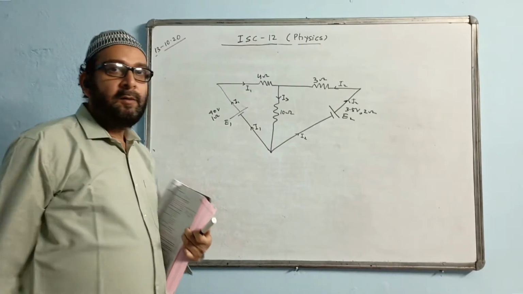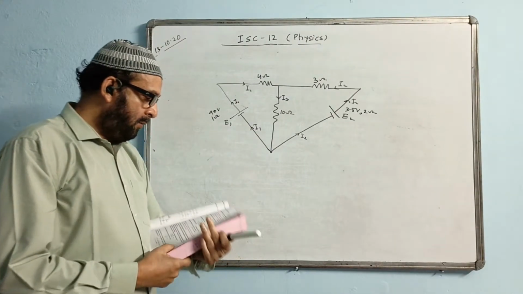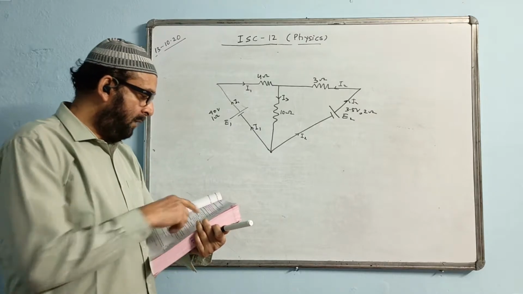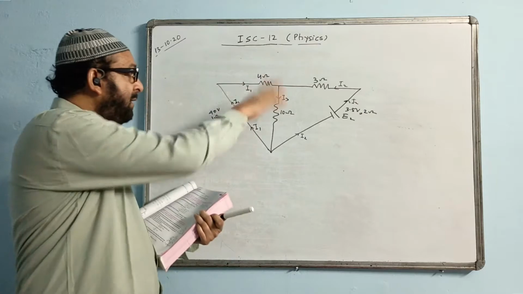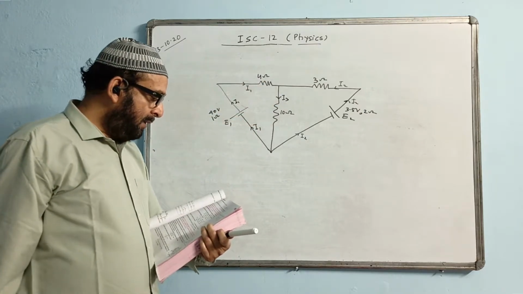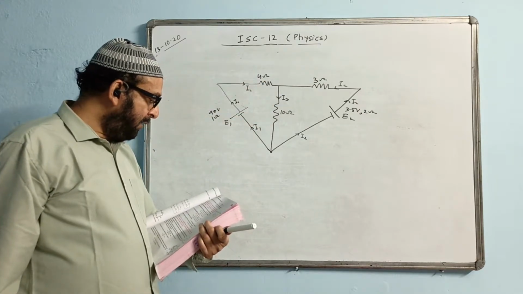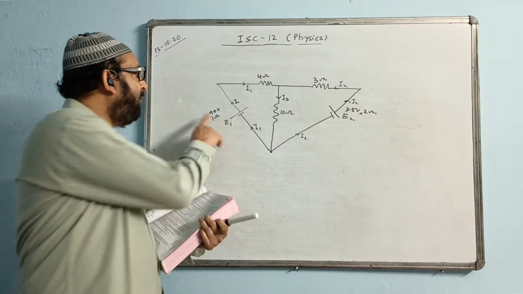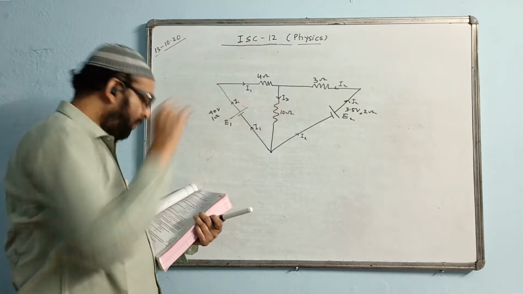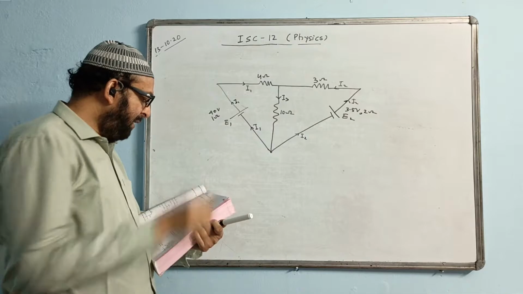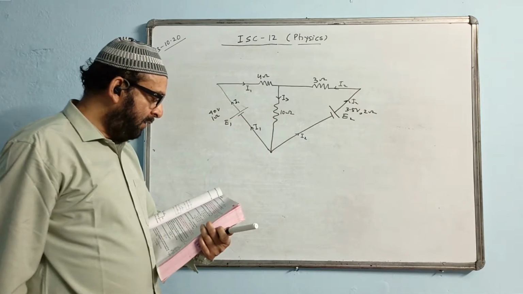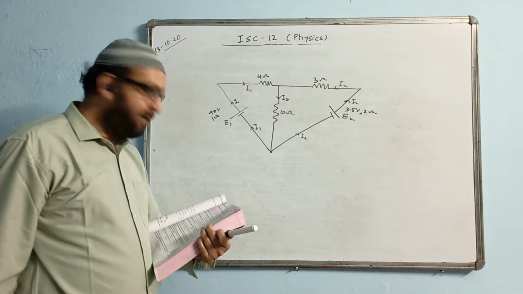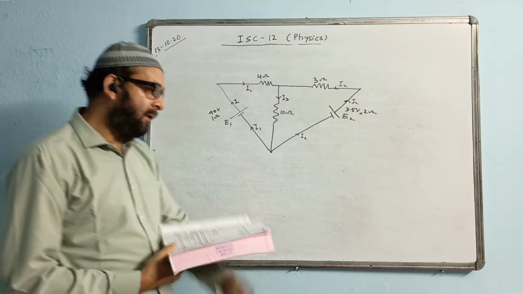This is a figure of ISC 2011. The question says: in the circuit given, E1 and E2 are batteries having EMF of 4 volt and 3.5 volt respectively, and internal resistance 1 ohm and 2 ohm respectively. Using Kirchhoff's laws, calculate currents I1, I2 and I3.